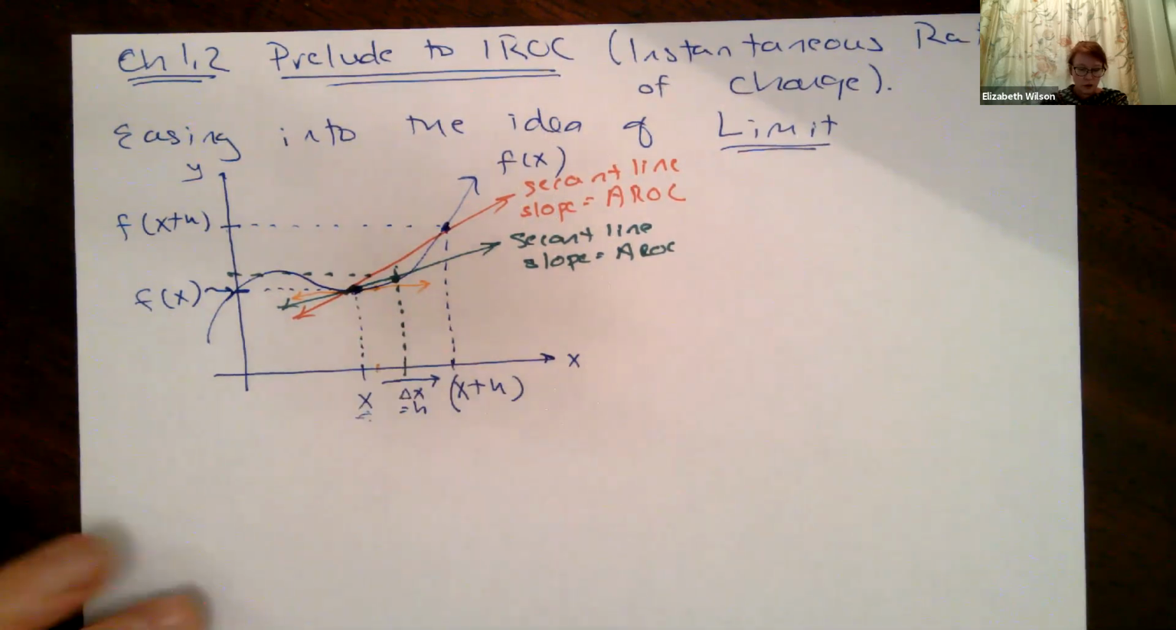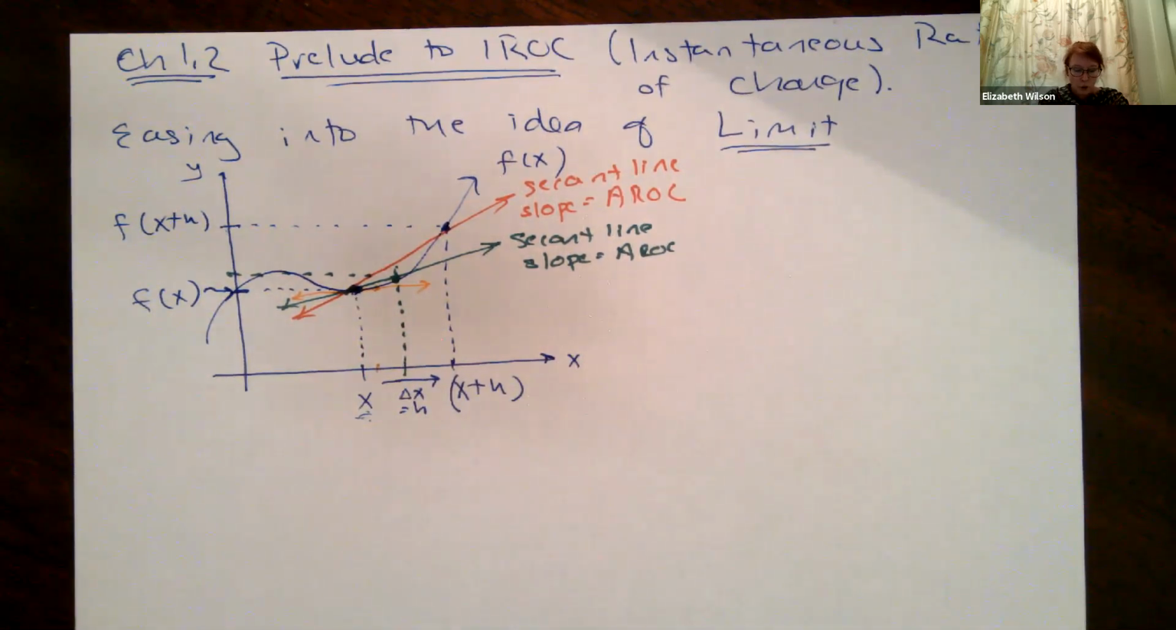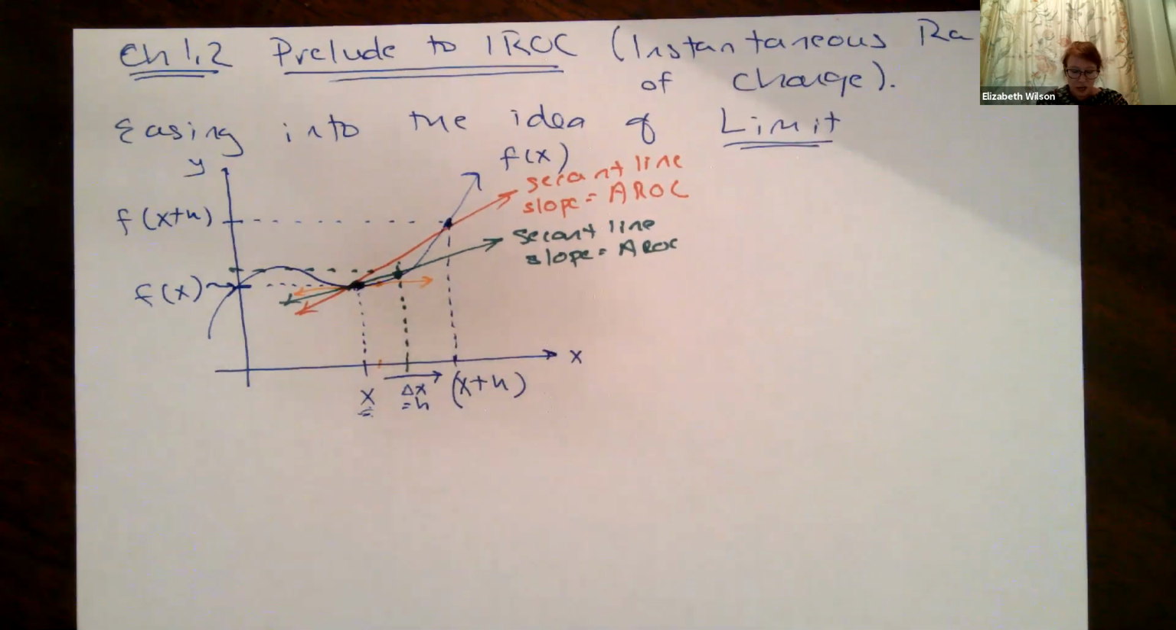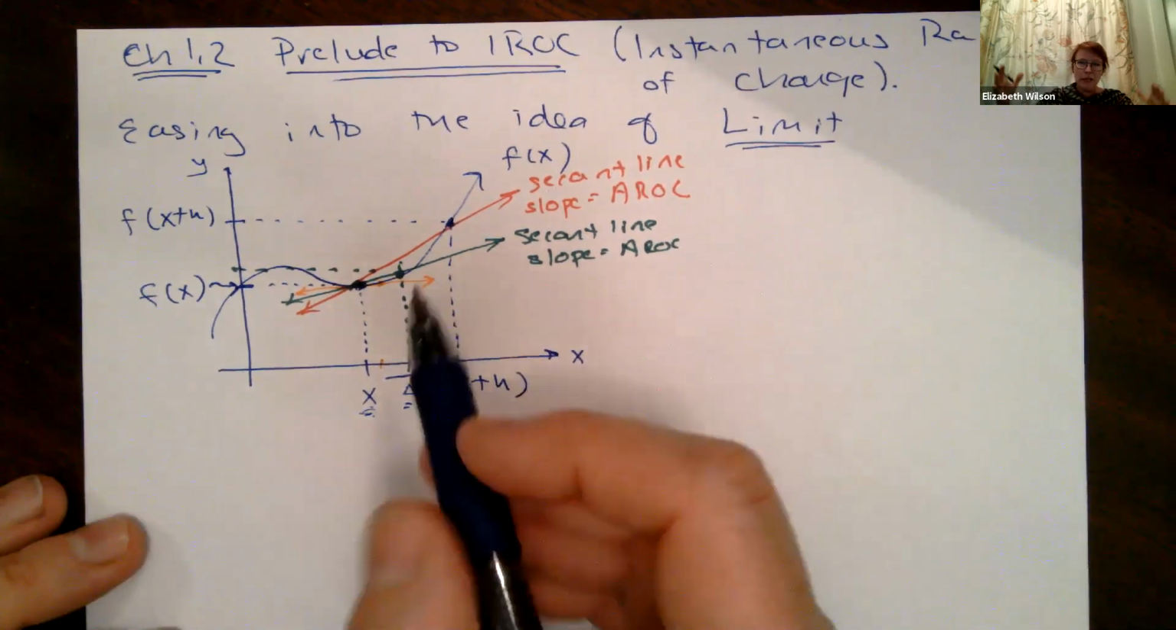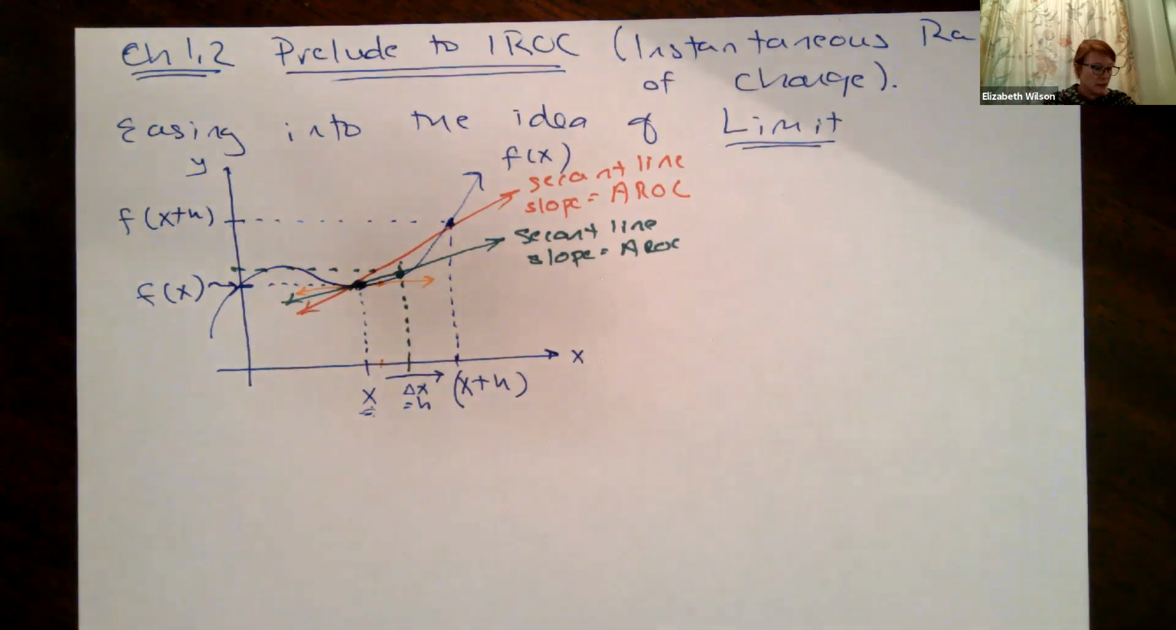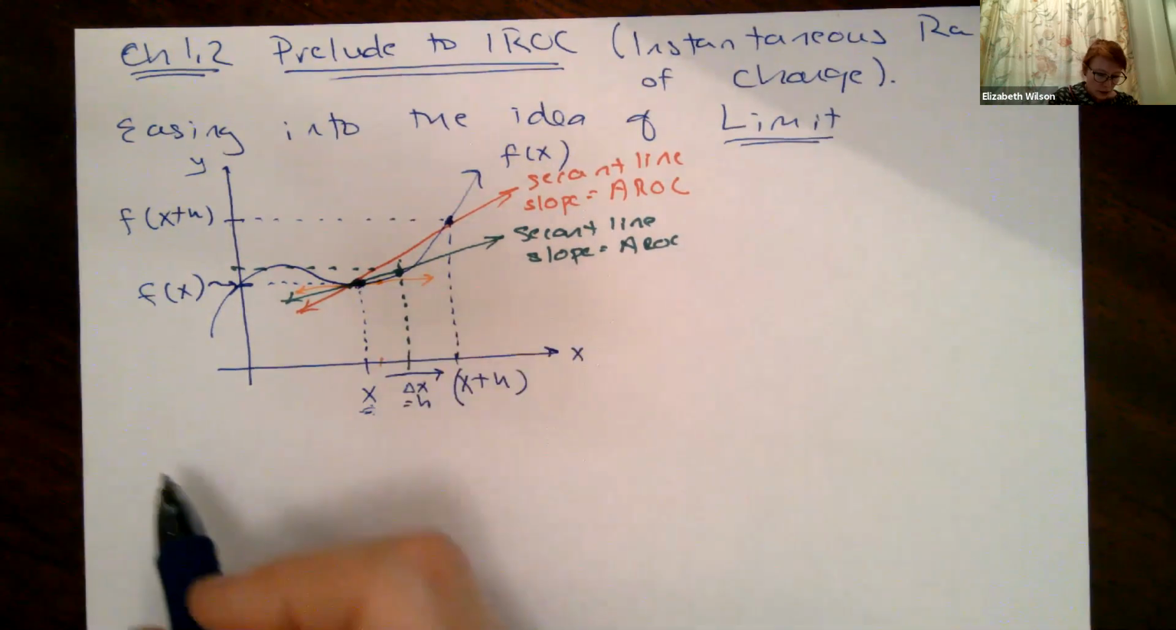So let's write that down in words, okay, because that's what we're actually trying to do. Our goal is to figure out what's actually happening here. What's our rate of change at x instantaneously? But we need to kind of approach it from a distance, okay? So let me write that down. So it's going to look like this.